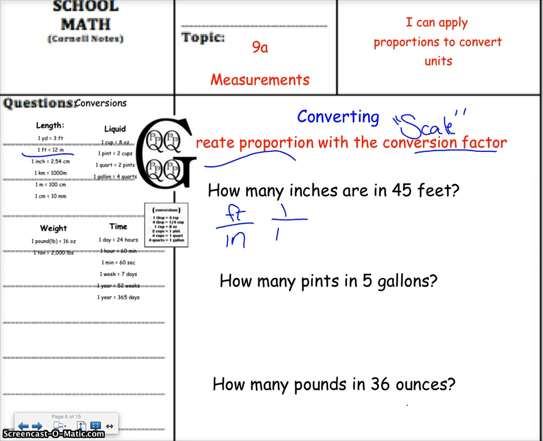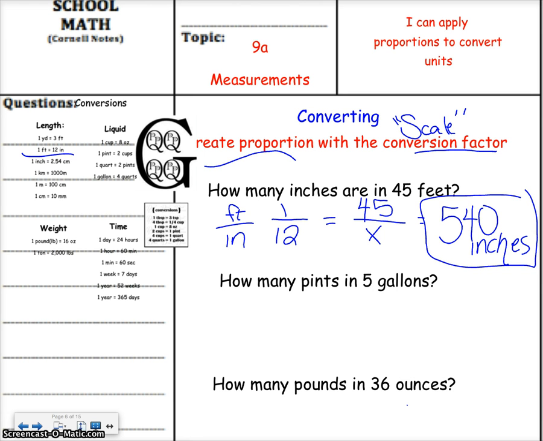1 foot is to 12 inches as, and now if it's 45 feet, where should the 45 go? Where does feet go? At the top. It sure does go at the top. And then you use your beautiful calculating device. You should have your own here. 45 times 12 is equal to 540 inches. Again, what I did, I identified the scale factor that I was going to use, and then just created a proportion like we did in Unit 6 and Unit 7.